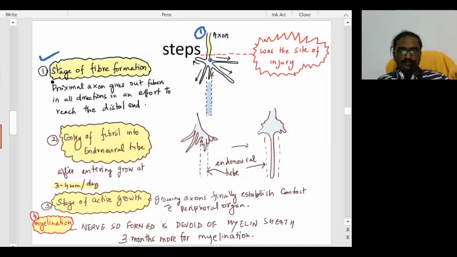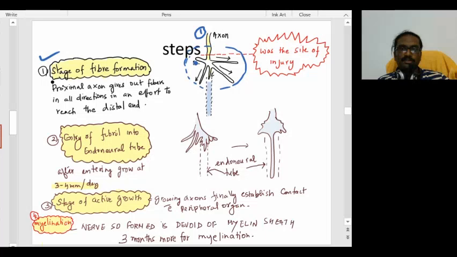What I have shown here is, see the red line showing the site of injury. This was the site of injury. There was nothing, this part was not there, this much part was not there. Now as part of regeneration, this part has formed.